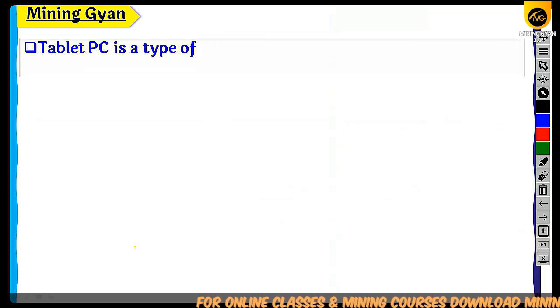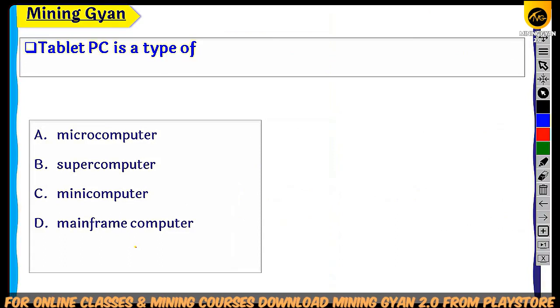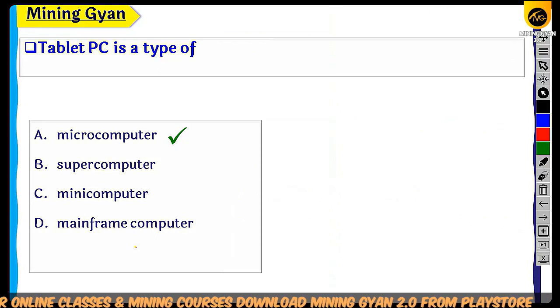Next is the tablet. A tablet PC is a type of computer. Which kind of computer is the tablet? Microcomputer, supercomputer, minicomputer, or mainframe computer? Basically, tablets are a type of microcomputer. So option A, microcomputer, is the correct answer. Tablet PCs are microcomputers, and this classification is based on size.